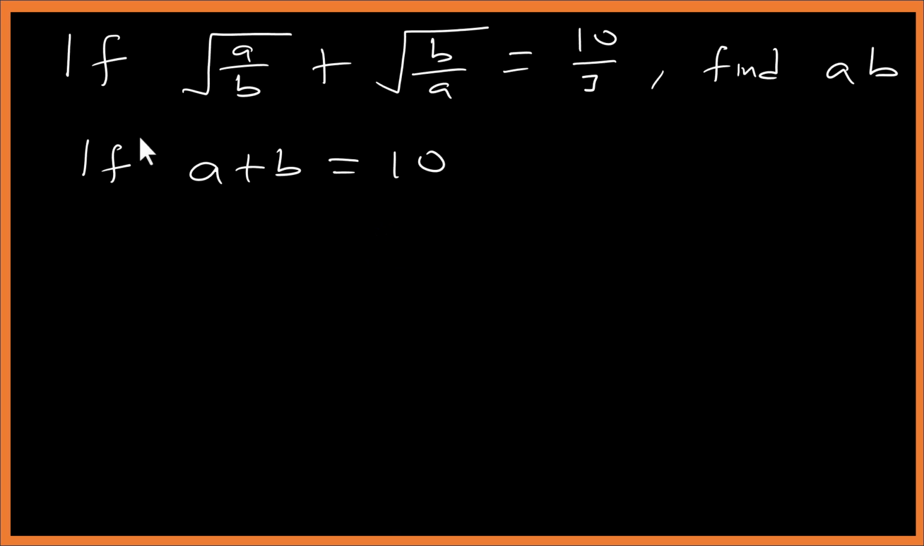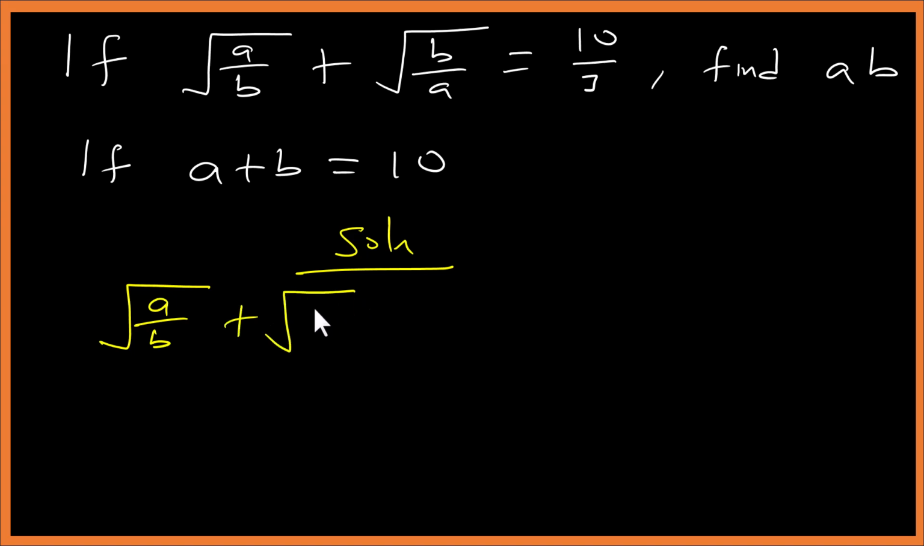Now, if square root of a on b plus square root of b on a equals 10 on 3, find ab if the sum of a and b is 10. Solution. Now we are given square root of a on b plus that of b on a as 10 on 3.